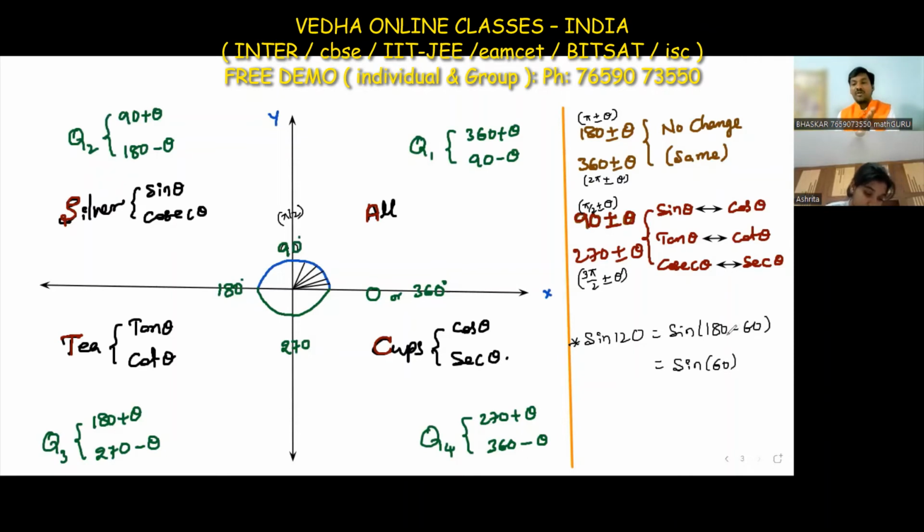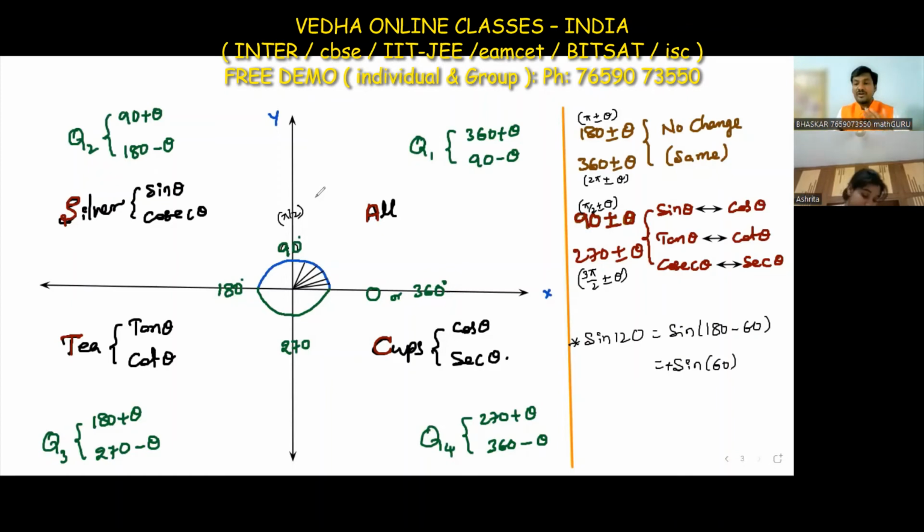So 180 minus theta is less than 180, so we have the second quadrant. In the second quadrant, is sine theta positive or negative? Sine function is positive. So that means we take plus. What is the use of All Silver Teacups? The use of All Silver Teacups is for finding the sign.